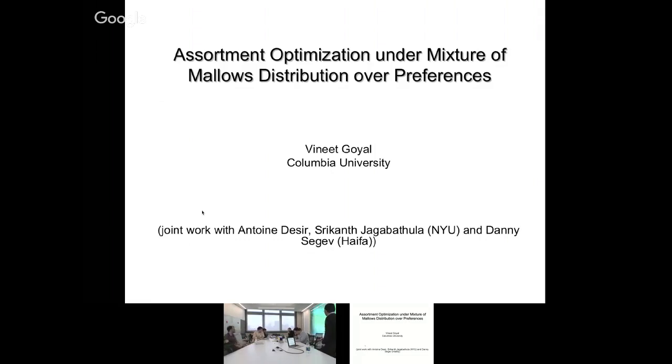Okay, we are very happy to have Professor Vineet Goyal from Columbia. He's a professor at the IEOR department at Columbia. He's a recipient of the NSF Career Award, the IBM Faculty Award, and the Google Faculty Research Award. And he's interested in the design and analysis of algorithms, in particular robust data-driven algorithms for dynamic optimization problems.